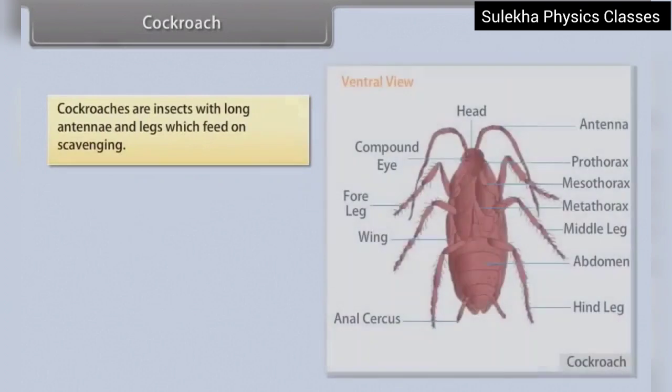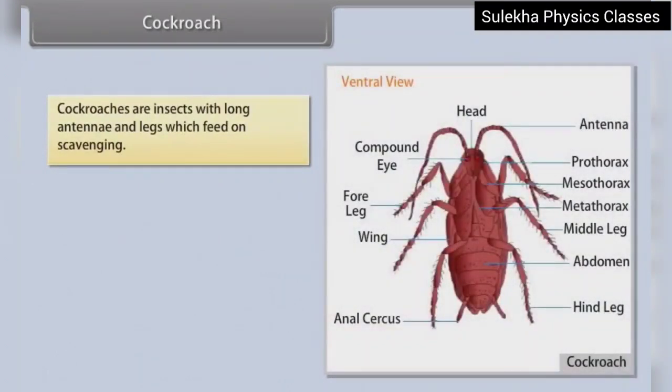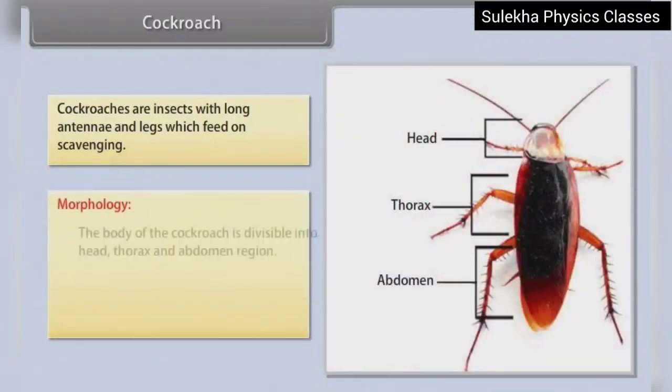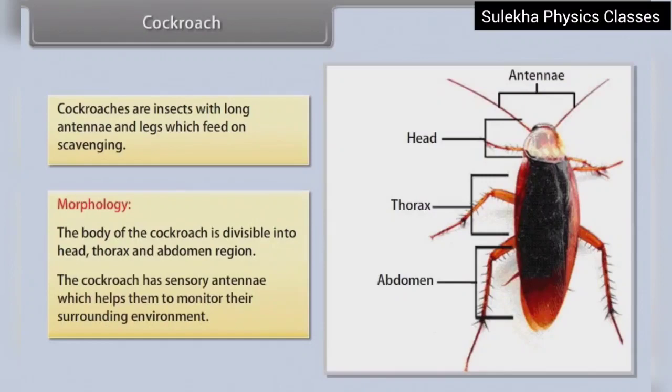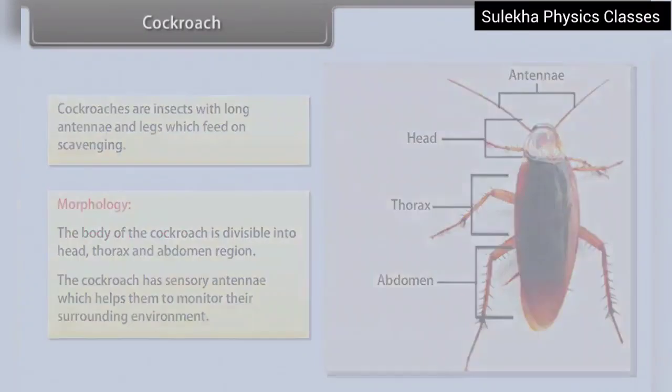Cockroach. Cockroaches are insects with long antennae and legs which feed by scavenging. Morphology. The body of the cockroach is divisible into head, thorax, and abdomen regions. The cockroach has sensory antennae which help them to monitor their surrounding environment.